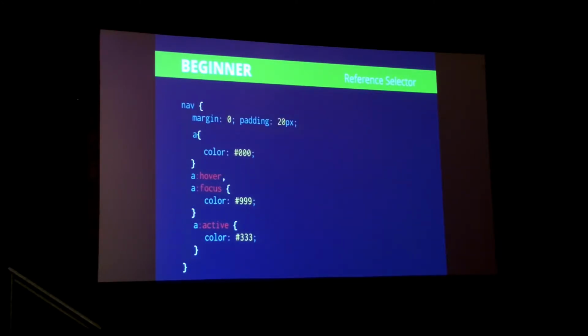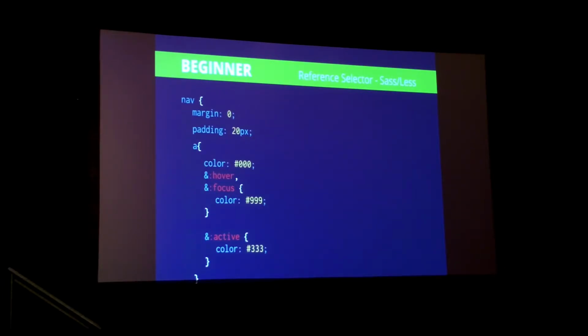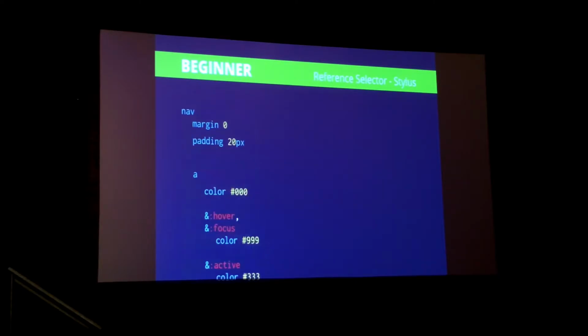Now with nesting, there's also the ability to reference selectors. So you can reference an immediate parent, or you can reference an ancestor, or an ancestor that's further up the tree. So this is an example of a link. Typically if you were writing a link, you would do a colon whatever, to get those styles. Instead of doing that, we can actually nest those inside of the A and use the ampersand. So this is Sass and Less. What that ampersand does is it references the immediate parent. So in this case, it's going to reference the A.